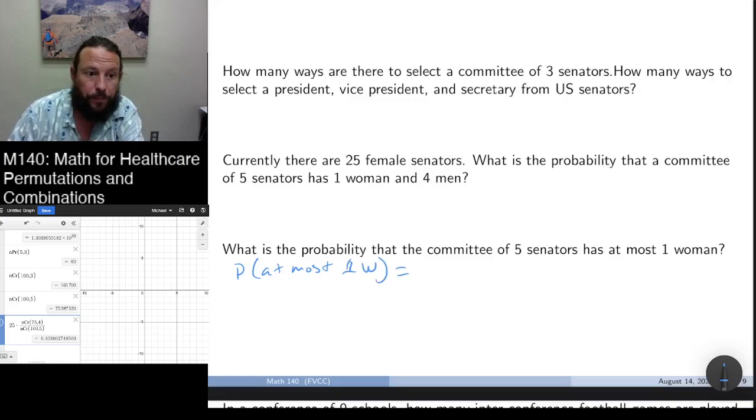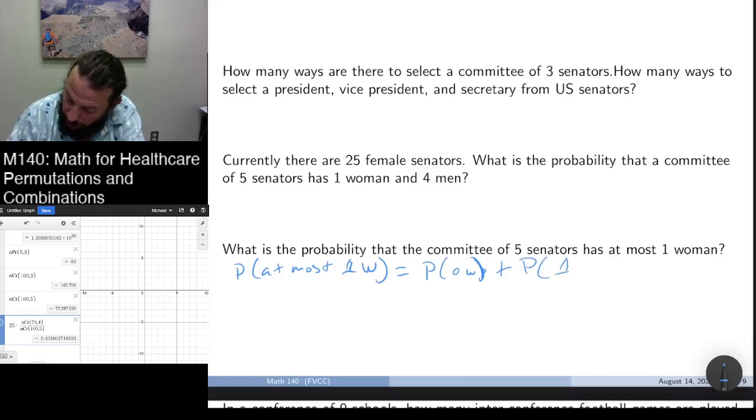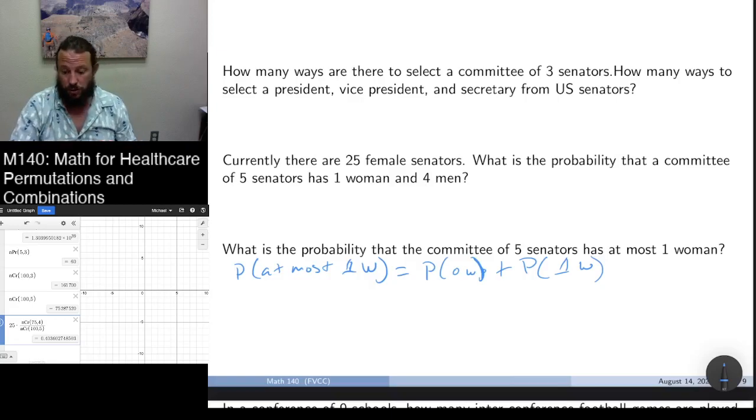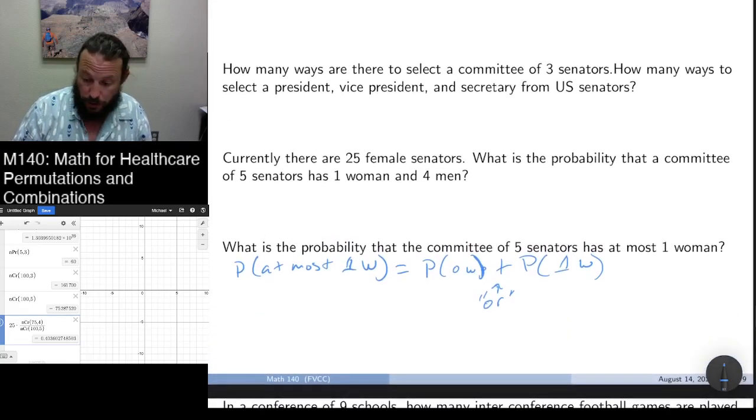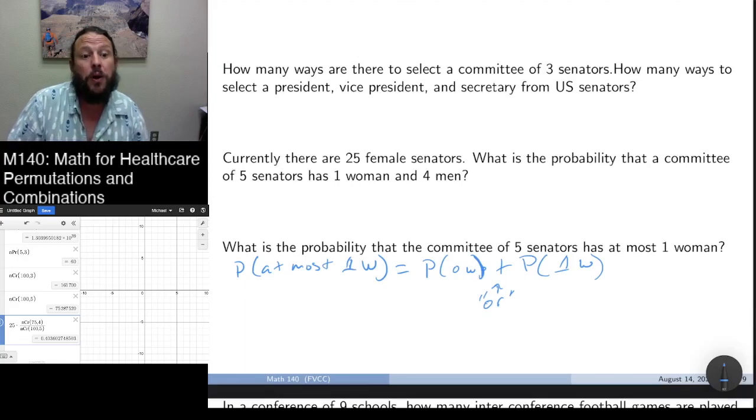Well, that's the probability of 0 women plus the probability of 1 woman. All right? 0 and 1, those are 2 different events, and they're mutually exclusive. And it's that or. Remember the addition we think of, that's when we're using the word or. It's not and, it's or. Okay? And just recall, we don't have to worry about subtracting out the intersection. Why? Because they are mutually exclusive.